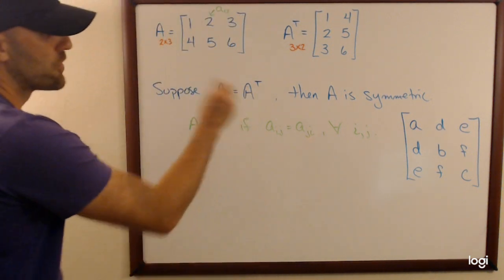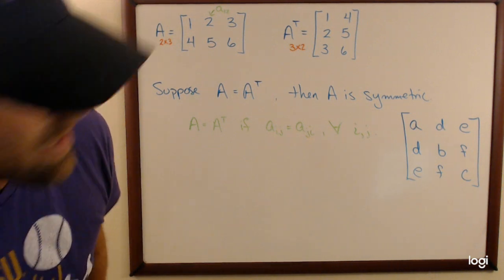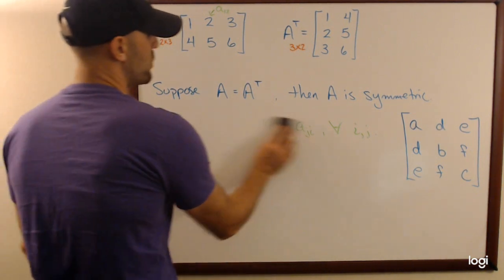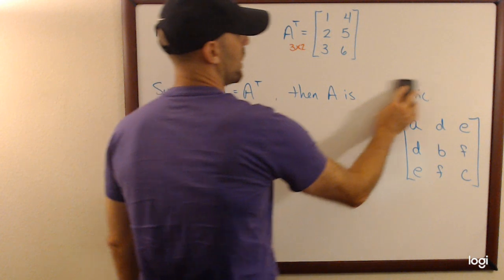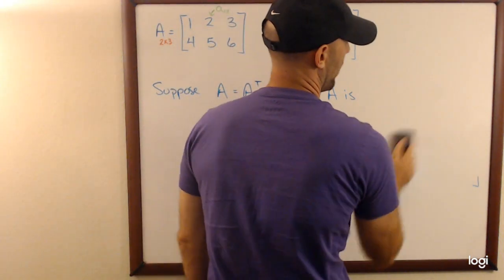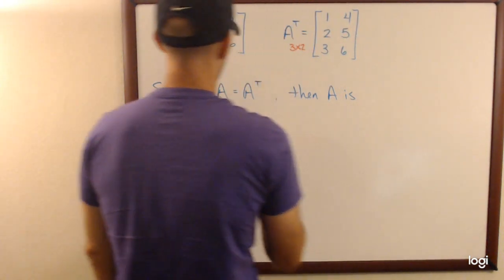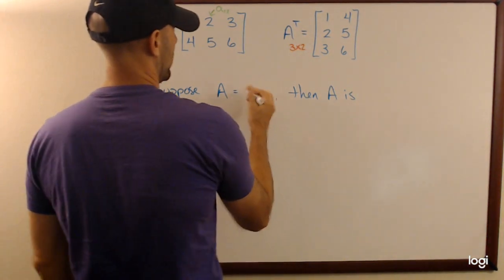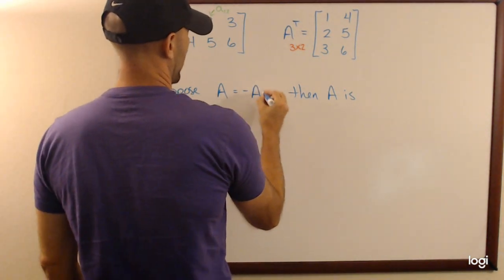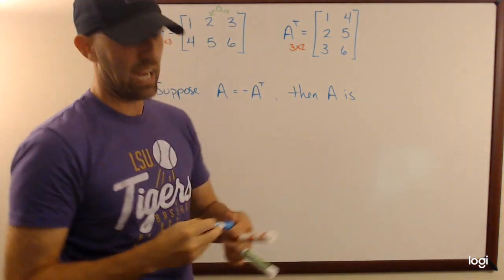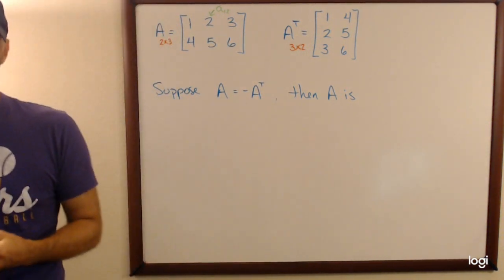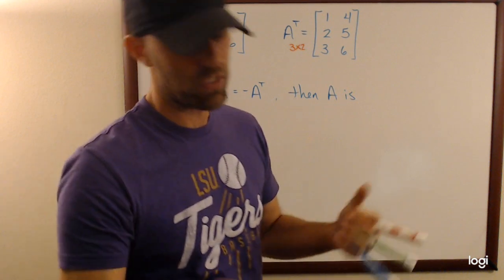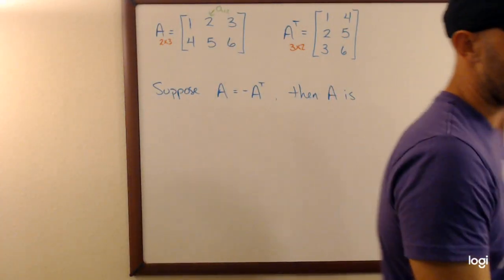Okay, so one more. This is if A is equal to A transpose, we call it symmetric. What if A is equal to negative A transpose? Now, I know we didn't cover what negative means, but a negative matrix just means turn all the elements negative, or at least swap their sign.